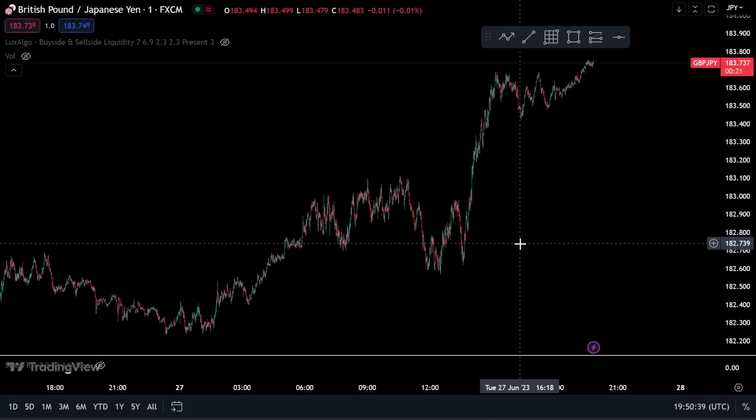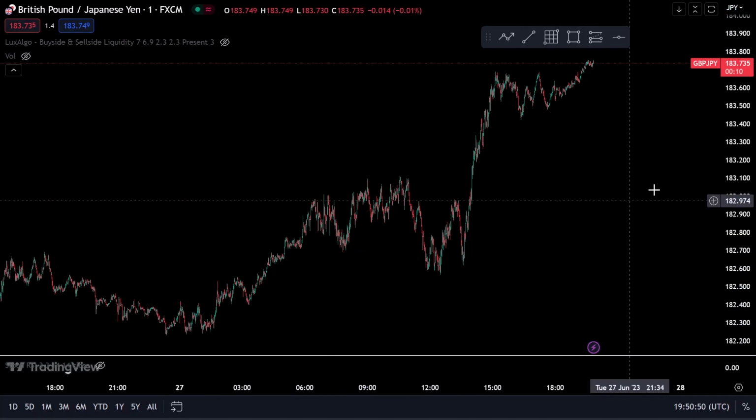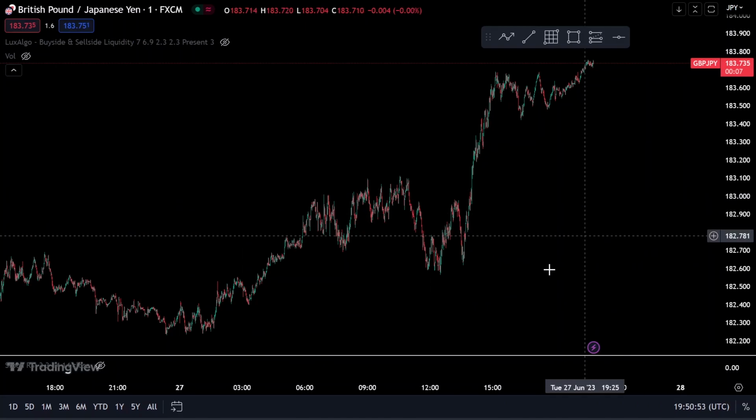So on the GBP JPY on the 1 minute time frame, we can see that the trend of the market currently is in an uptrend.